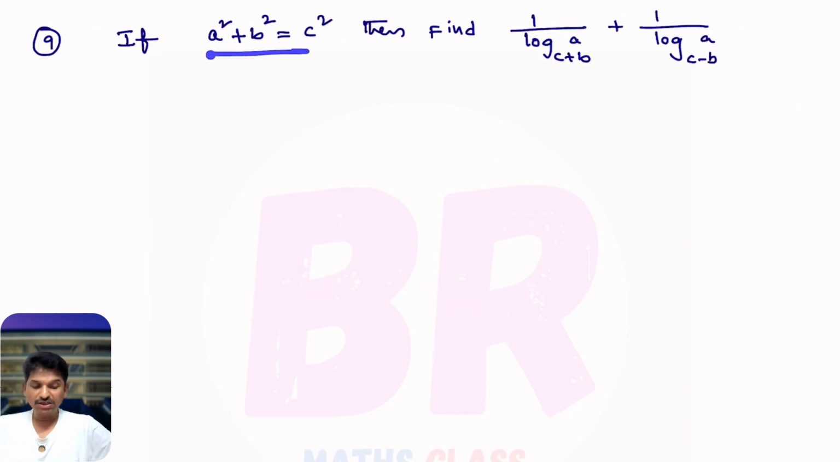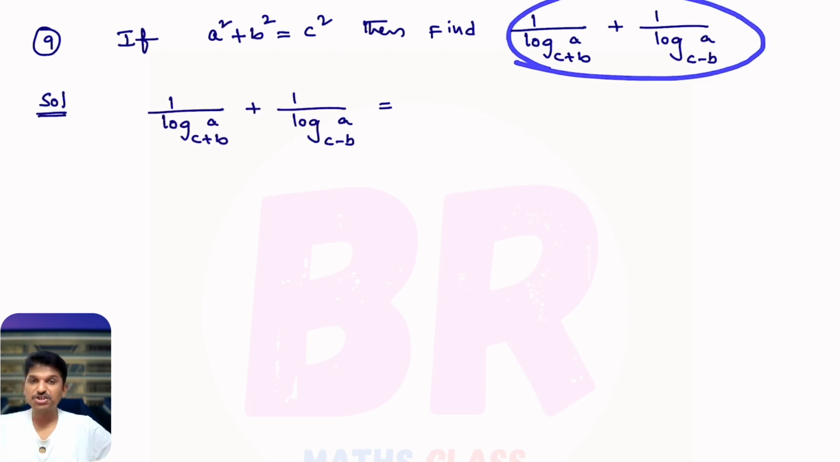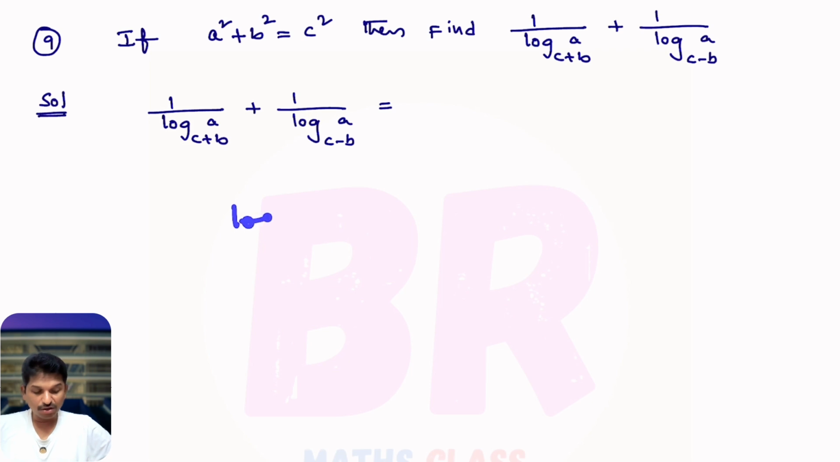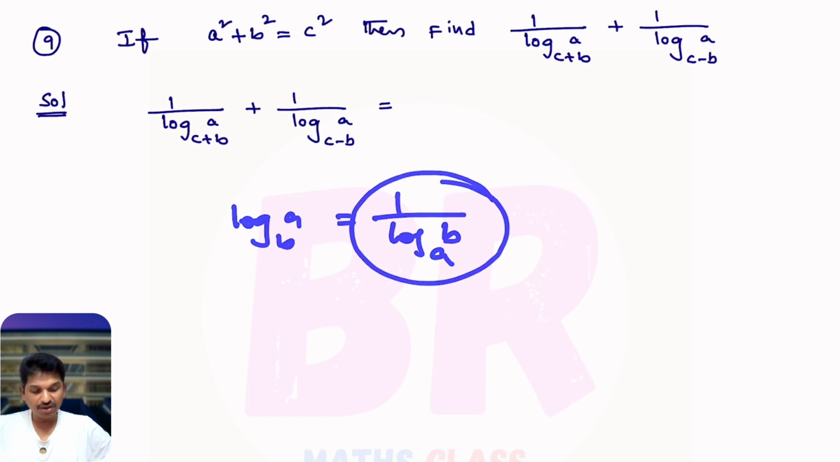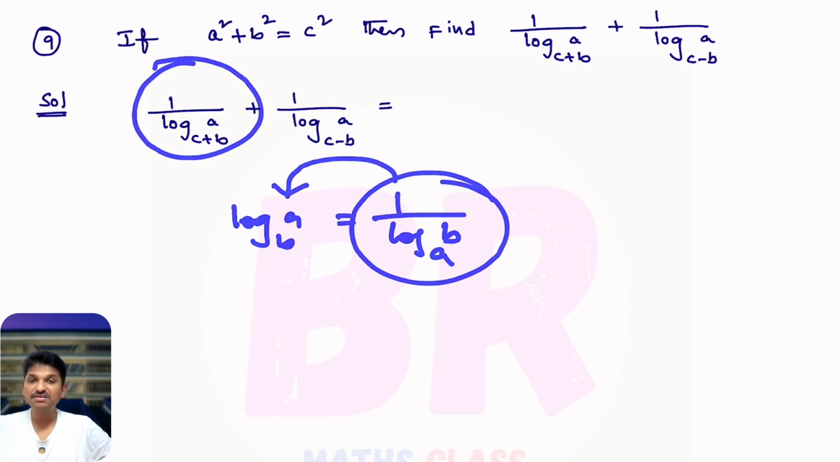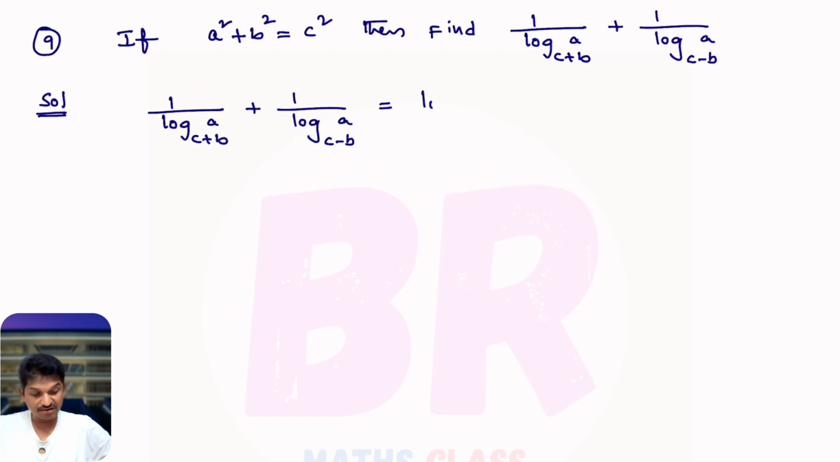You observe the question. They given a square plus b square equal to c square. Then find this expression value. As usual recommendation, first try your own. I taken this given expression. I know this formula: log a base b can be written as 1 divided by log b base a. This can be written like this. So what this can be written as? This can be written as logarithm of c plus b base a, plus, similarly, logarithm of c minus b base a.